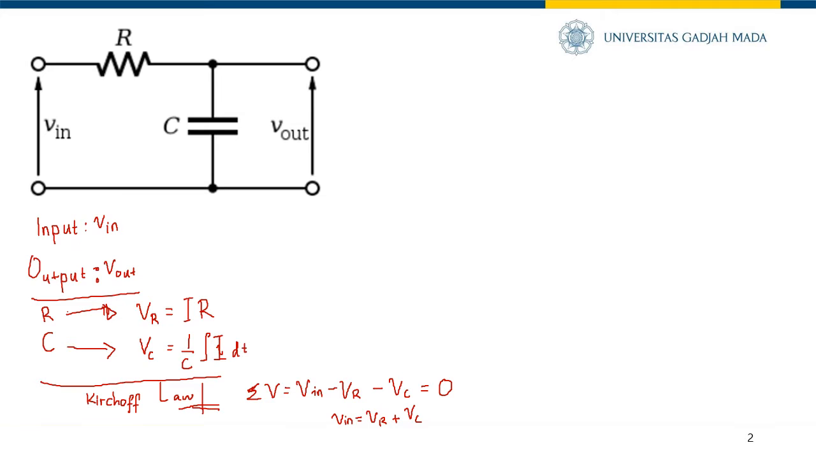And because of Kirchhoff's law, we also know that I is equal to the electrical current in the resistive component and also the electrical current in the capacitive component. Okay, next one. Then we have one, two, three equations. Then let's do this one.